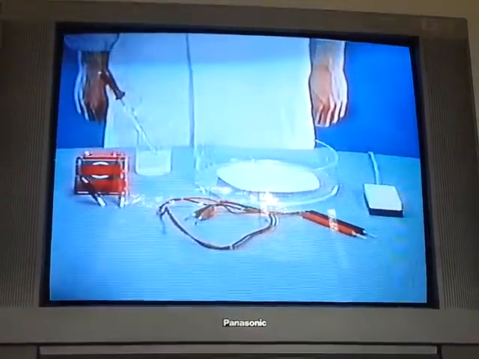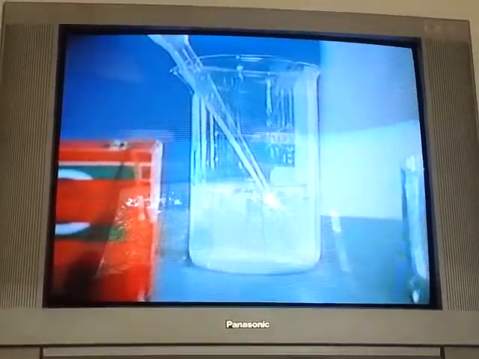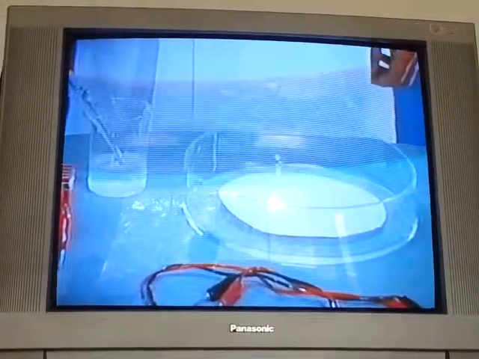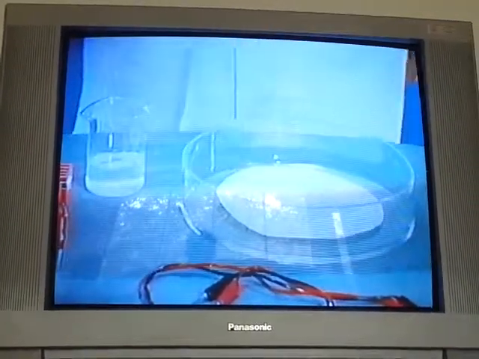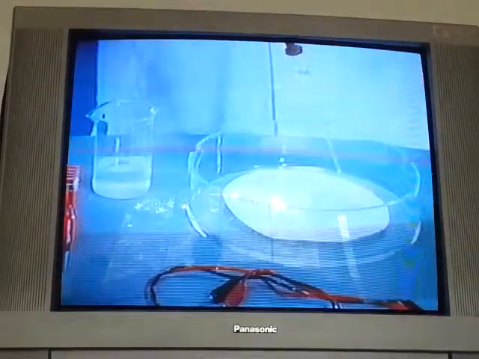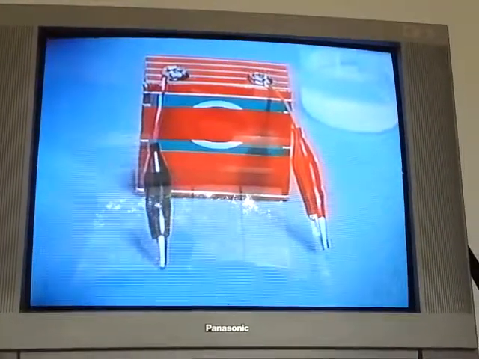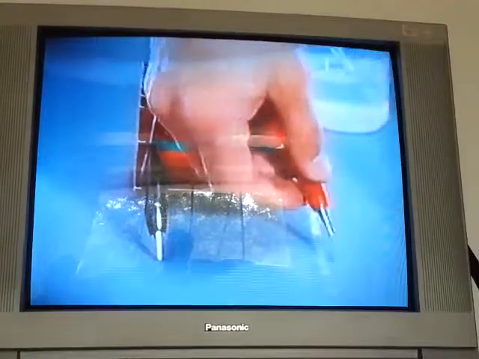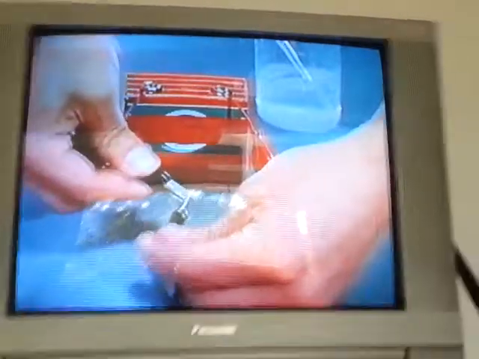Next, we'll have a little test using salt water mixed with phenolphthalein solution and filter paper. First, the filter paper is soaked with salt water, which contains phenolphthalein solution. And then a test lead is connected to the direct current source.